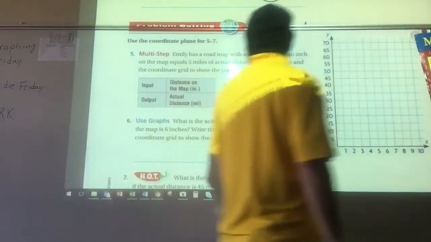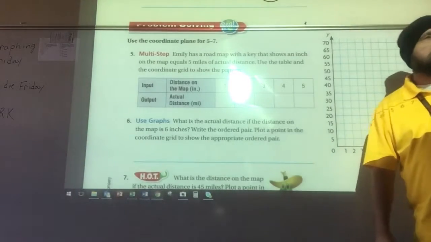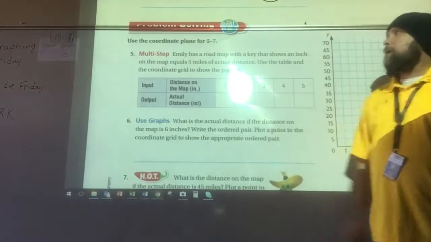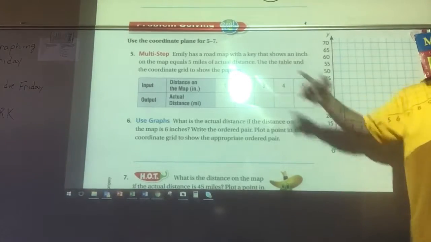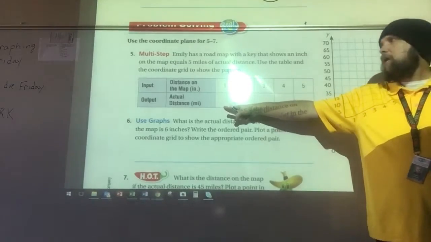All right. Use the coordinate plane for 5 through 7. Emily has a road map with a key that shows an inch on the map equals 5 miles of actual distance. Use the table and the coordinate grid to show the pattern. So what did it say? 1 inch equals how many miles?